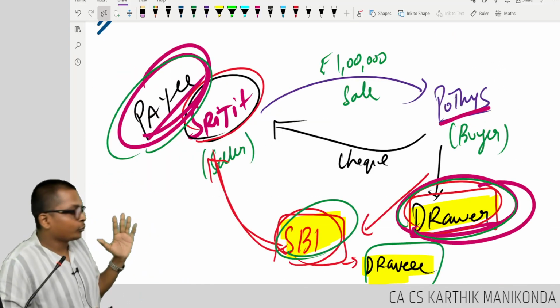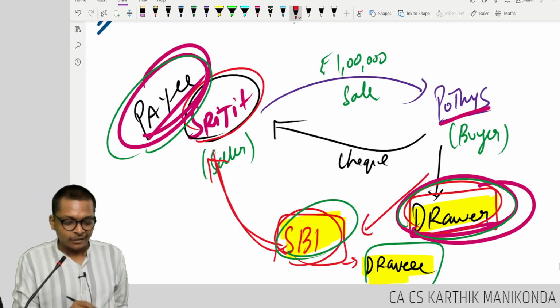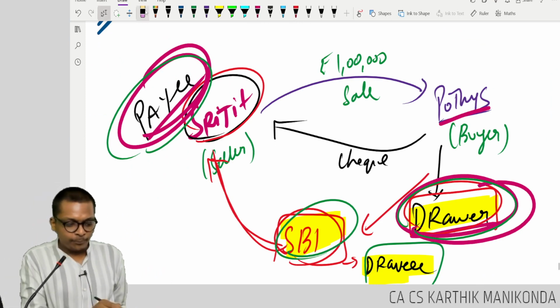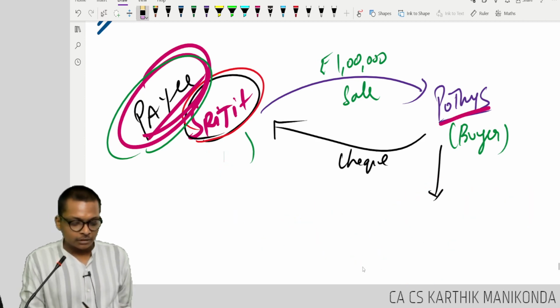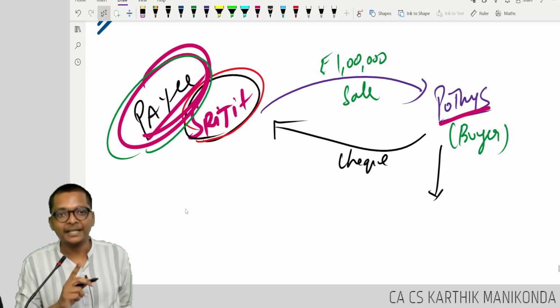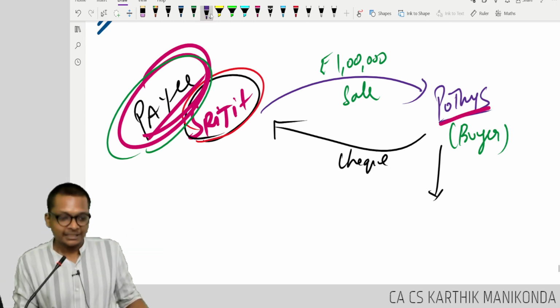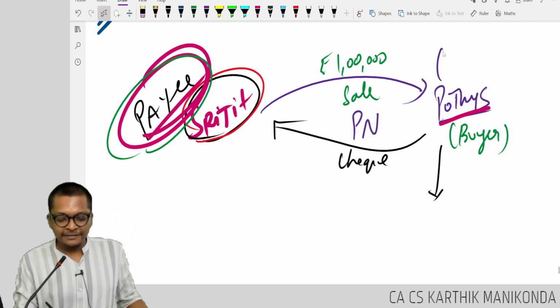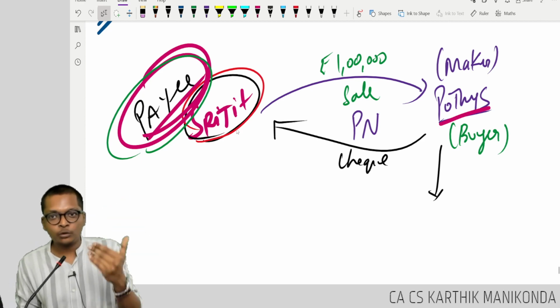Same example I am going to use. Say, don't write all this in the exam, guys. Okay. Fine. Now, same example. Pothis, instead of giving a check, can give what? A bill. Or Pothis can give a promissory note also. They can give a promissory note. Pothis will now be called maker. Srijit is still the payee. So promissory note is done.